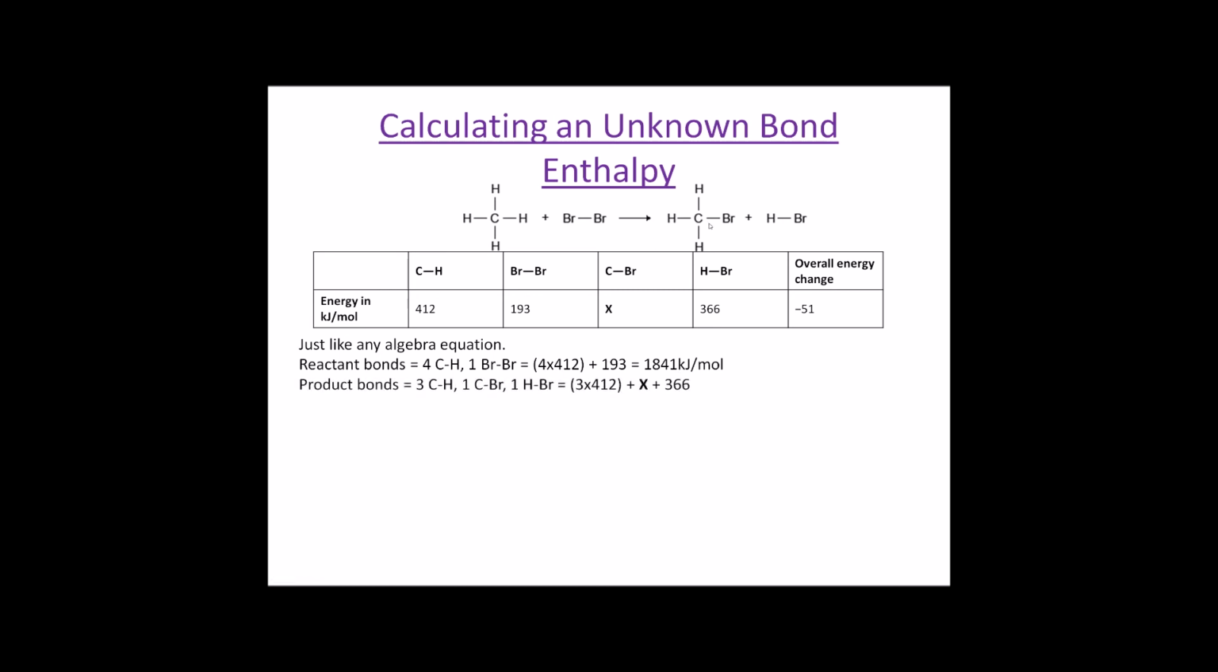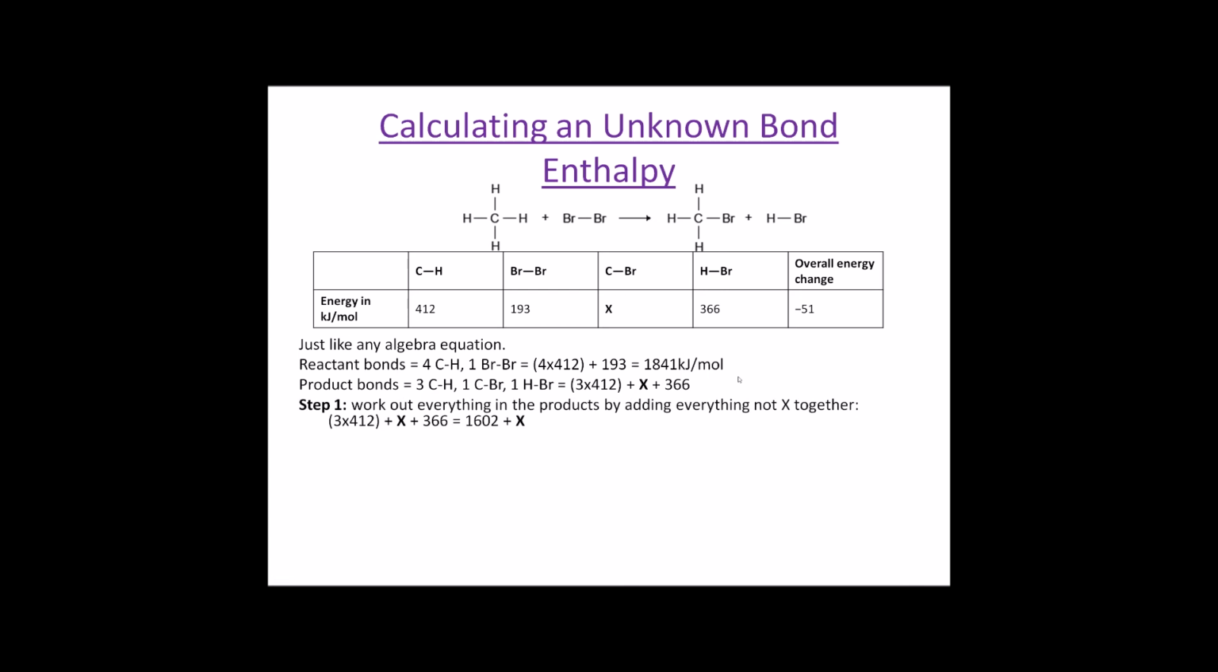Now our product bonds, we've got 3 C-H bonds this time. We've got 1 C-Br, or carbon-bromine, and we've got 1 hydrogen-bromine bond. So our 3 C-Hs is 3 times 412, just like on the reactant side. Our 1 C-Br, we don't know what that is, that value is X, and our 1 H-Br is 366, read from the table.